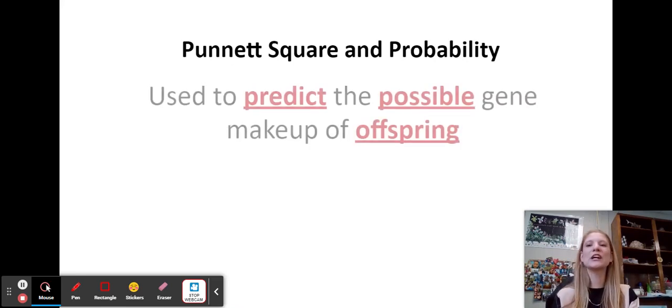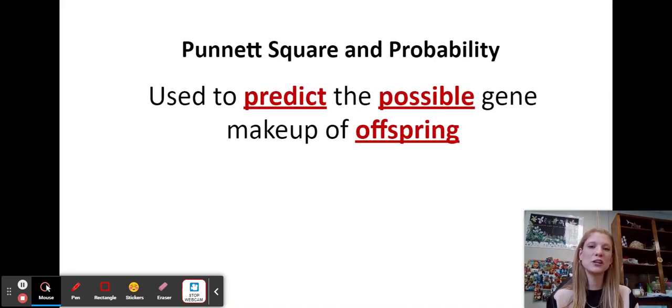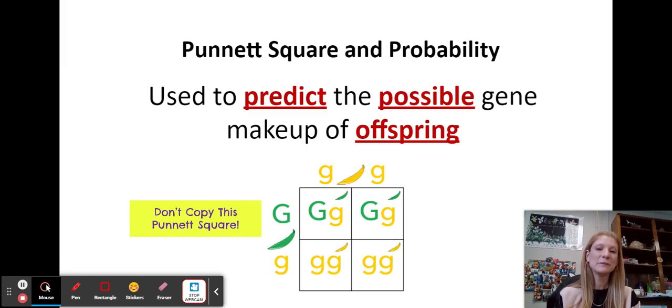So a Punnett Square is used to predict the possible gene makeup. Rather than thinking about what it could be, let's prove it using something called a Punnett Square. And this is what it looks like. It's simply a grid where you put one parent genotype along the top, one parent genotype along the side, and then you combine them going across or down. The only thing you have to write on this slide is the red terms that are underlined. So we only wrote down a definition. A Punnett Square is used to predict the possible gene makeup of offspring.